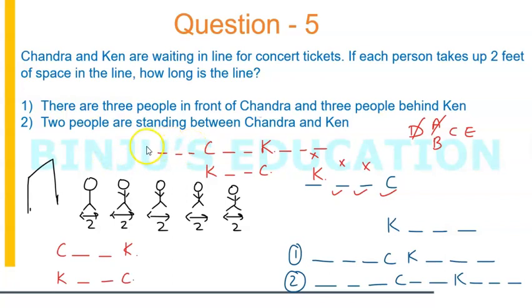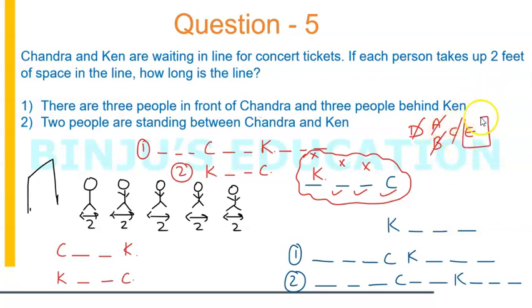So this is the first possibility. We have three people in front of C and three people behind K, exactly this conclusion that we came up with, and at the same point of time, there are two people standing between C and K also. So both of them are a possibility. Do we have a final conclusive answer? No, we don't have a final conclusive answer. Which means C and D are also out, B was already out, so our answer is simply option number E.